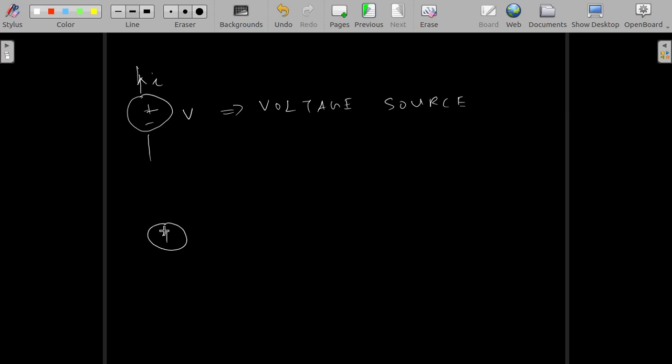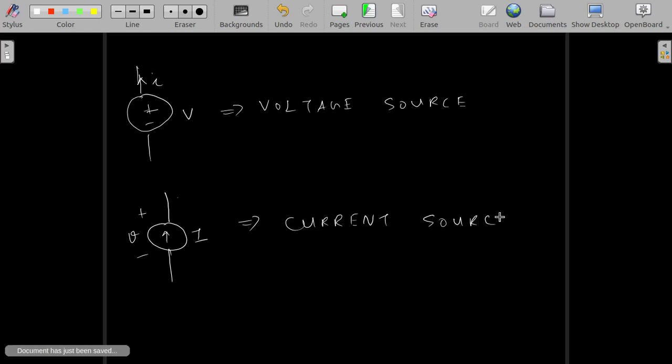Then we have the current source I. Here we have given capital V for the voltage because it is a voltage source. Likewise, since this is a current source, we are giving the capital letter for the current, and here we had used small letter i for the current. So here we are using small letter v for the voltage.